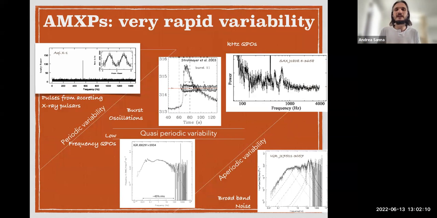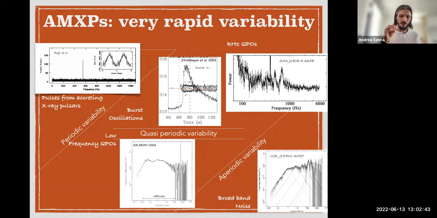we have plenty of rapid variability shown in this system, starting from coherent pulsations, what are called burst oscillations. I'm pretty sure you are already aware of type one bursts. I'm not covering that part, but given the background of some of the people there, I'm pretty sure you've heard about burst oscillations and type one bursts. And then we have aperiodic variability that can be at high frequency or low frequency. So we have a lot of things in principle we can discuss. I will focus only on coherent variability.